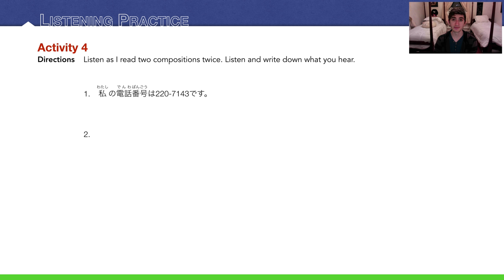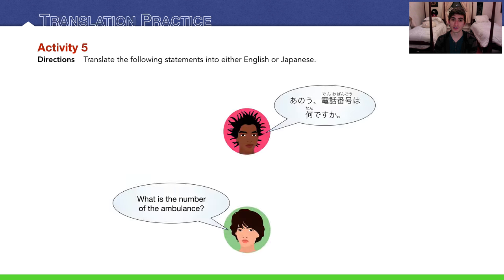彼の電話番号は81-942-4622です。 Pause the video if you need more time. I'm going to show the answer right now. 彼の電話番号は81-942-4622です。 All right. Activity 5, translation practice.